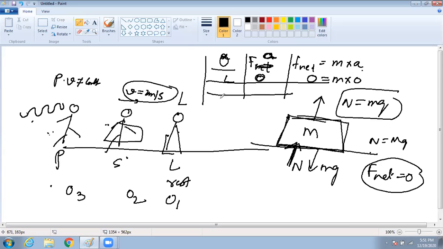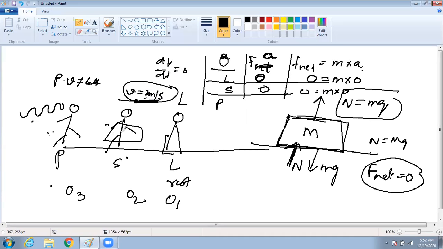But what about Siddhi? Siddhi is also seeing a constant velocity. That means for Siddhi also F net is 0. Why? Because mass is there, but acceleration is again 0. Why? Because Siddhi is moving at a constant velocity. So dv by dt is again 0.